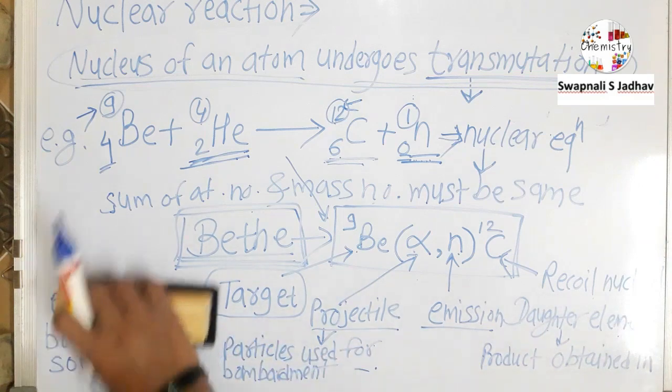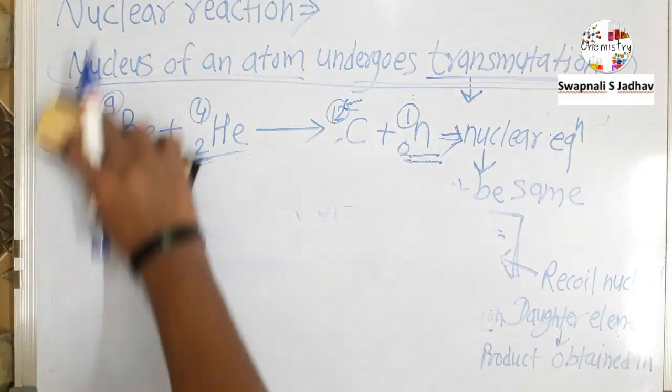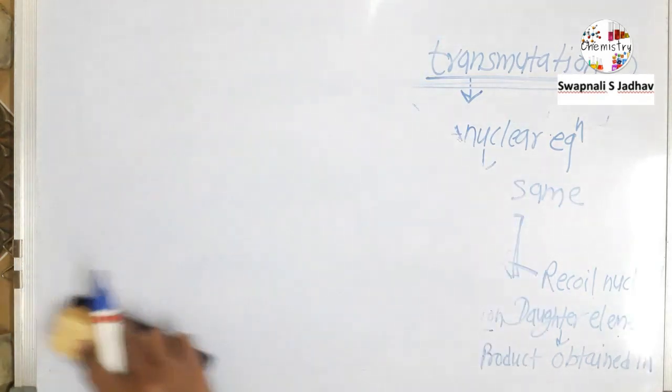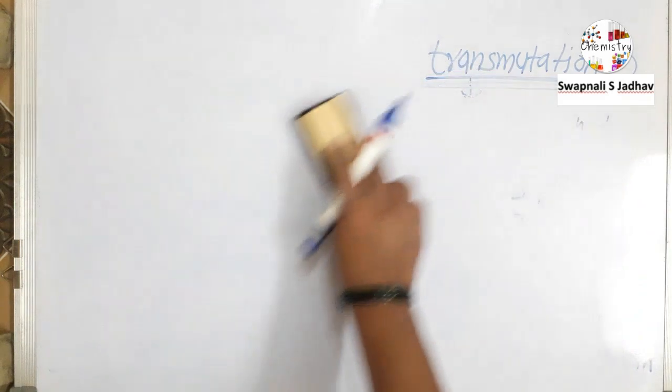Okay. So I hope you understand what is meant by nuclear reaction, the example, and the notation, how it is noted. Then for the particles used as projectile or obtained as emission, you must know their symbol, mass number, and atomic number.